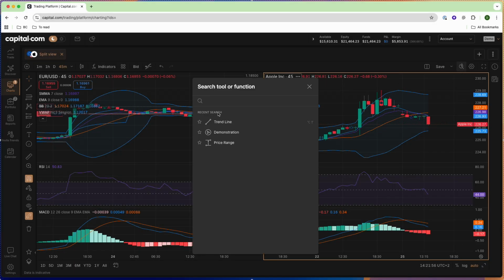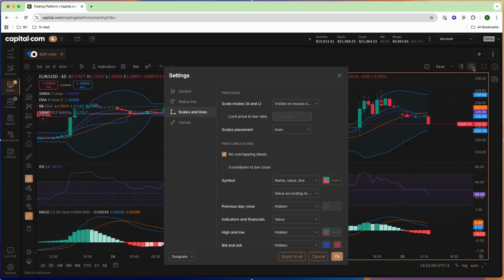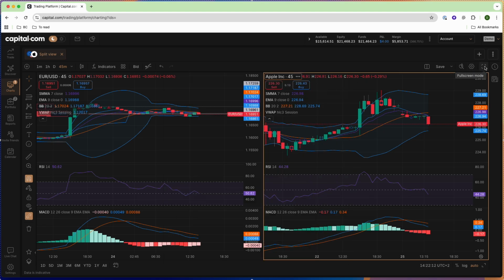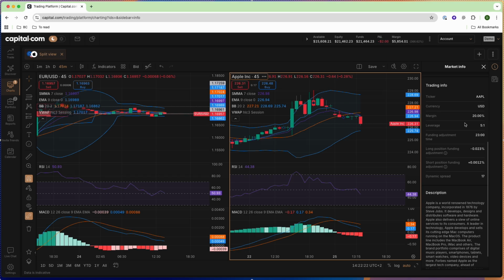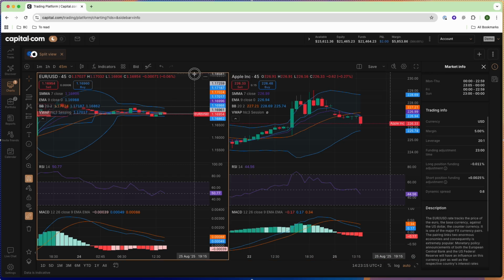To the right, you can save the layout, quickly search tools or functions, access environment level settings, enter full screen mode, and get market info. Market info is really useful when you start out as a trader, as it shows you trading hours, market sentiment, and trading info including the currency of your trade, required margin and maximum leverage, funding adjustments for overnight positions, and the spread. Let's get back to a more simple screen.